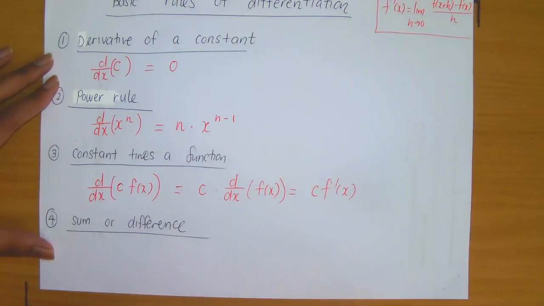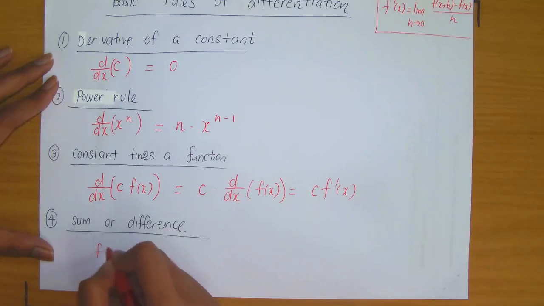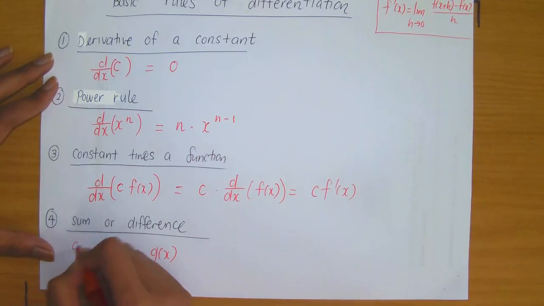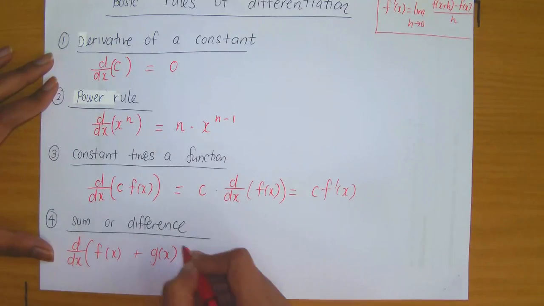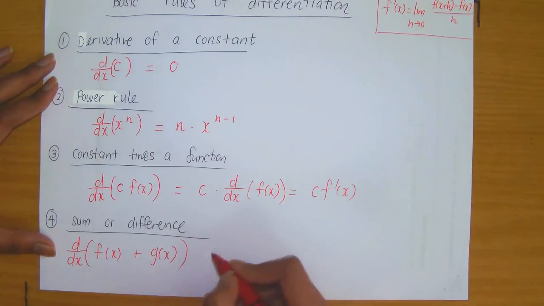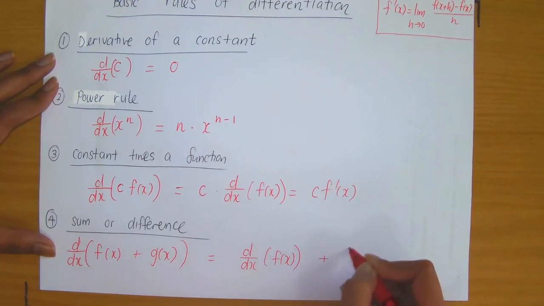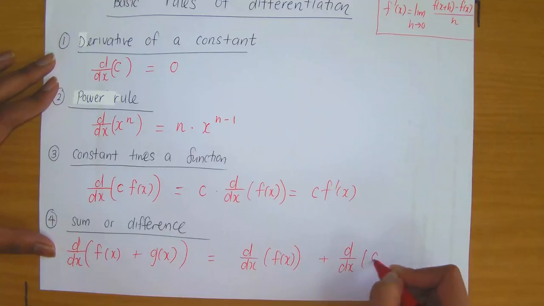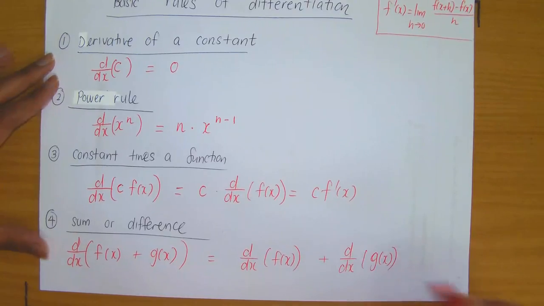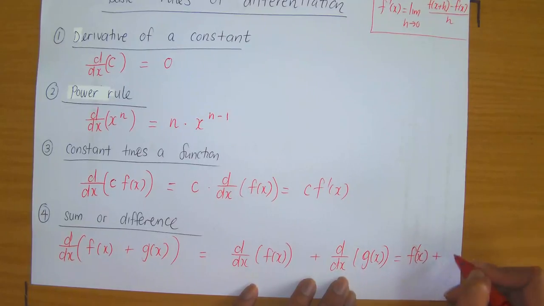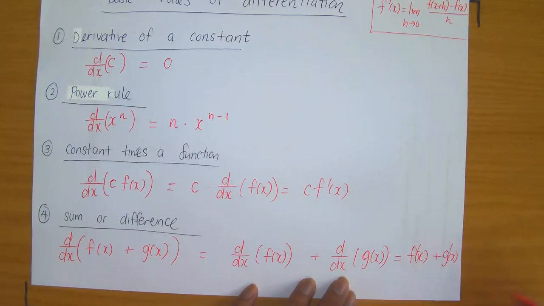And finally, the sum or difference rule refers to the following. If you have the sum of two functions, let's say f and g, then the derivative with respect to x of the sum of the two functions is equal to the sum of the derivatives. So it's equal to the derivative with respect to x of f plus the derivative with respect to x of g. And of course I could just write this simply as f prime of x plus g prime of x.